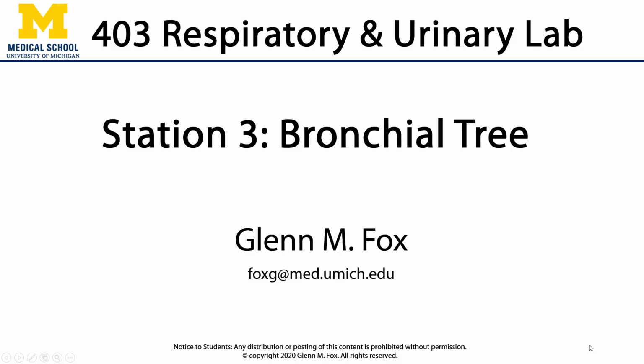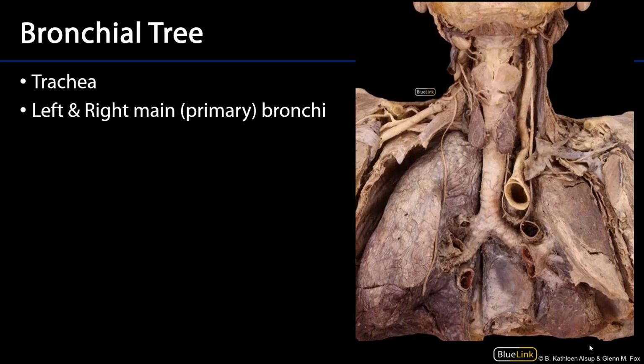Hi, let's talk about the bronchial tree. The bronchial tree consists of the trachea, which sits inferior to the larynx, the primary or main stem bronchi, the secondary bronchi, the tertiary bronchi, and the bronchioles, which branch from those tertiary bronchi.